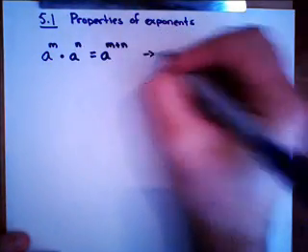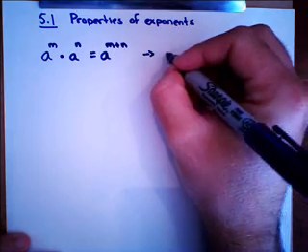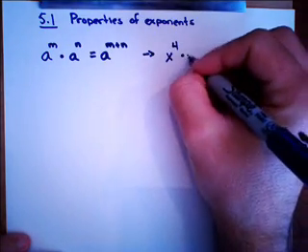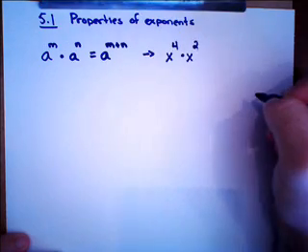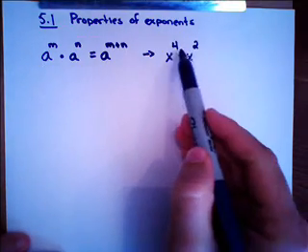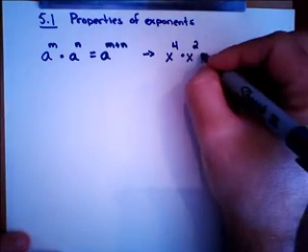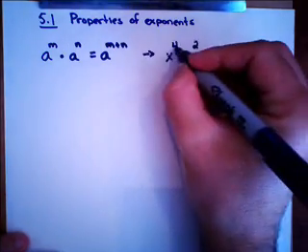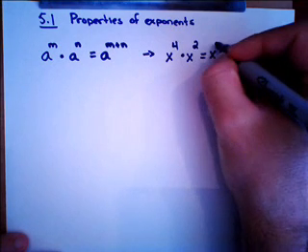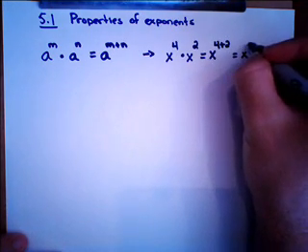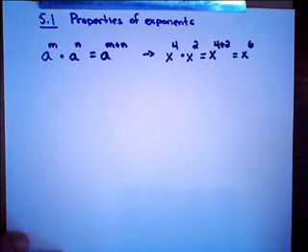So an example of this would be something like this. If you had x to the fourth power times x to the second power. A lot of people think that, well, since you're multiplying, you're going to multiply 4 and 2. That's not what happens. Okay, when you multiply, you add your exponents. So x to the 4 plus 2, which we know is x to the sixth power.